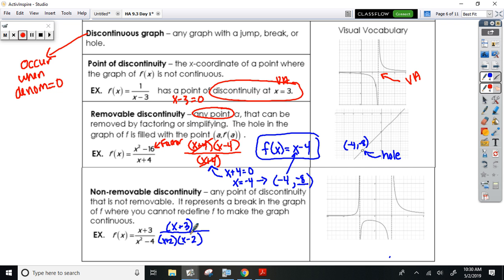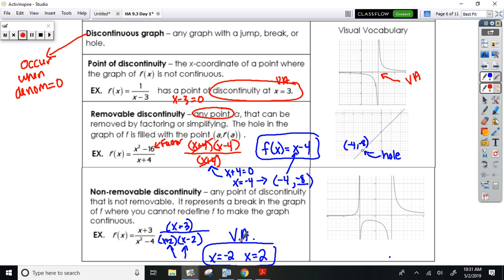So since nothing is able to cancel or divide out, we'll actually have 2 discontinuities. It's when the denominator is equal to 0. So basically set each of those things equal to 0 and solve. You'll get x equals negative 2 and x equals positive 2. These are actually vertical asymptotes, which are also known as discontinuities, just another word for them.